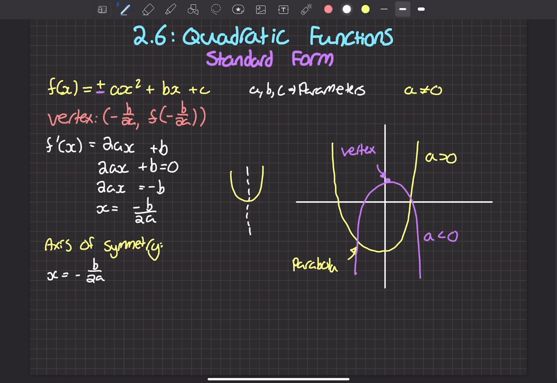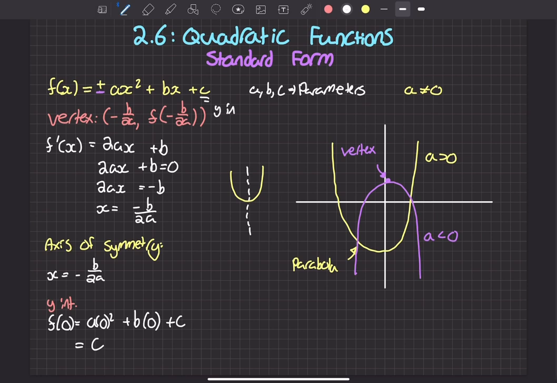And one more important feature of your standard form is the y-intercept. And we know that the y-intercept is when x equals 0, right? So the function of 0 would equal a times 0 squared plus b times 0 plus c. And these are multiplied by 0, so they just cancel out, and you have your c. So your y-intercept is always just your c here.